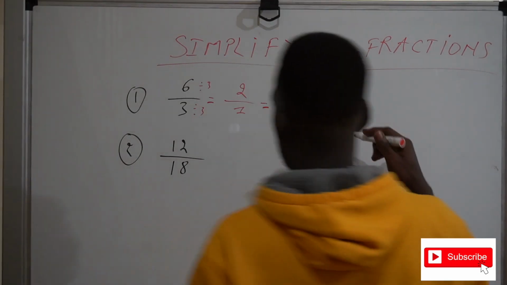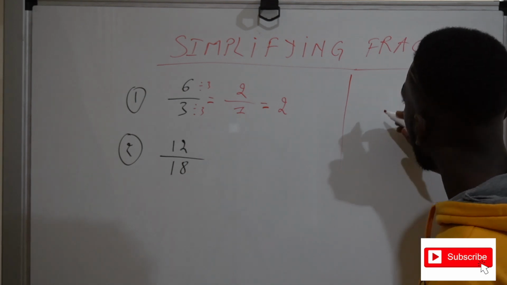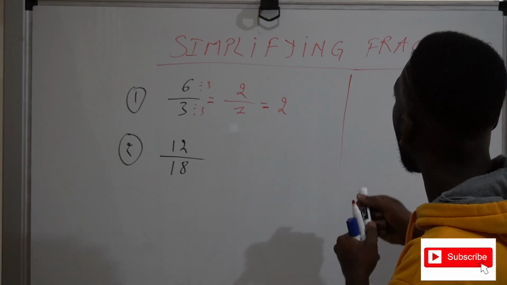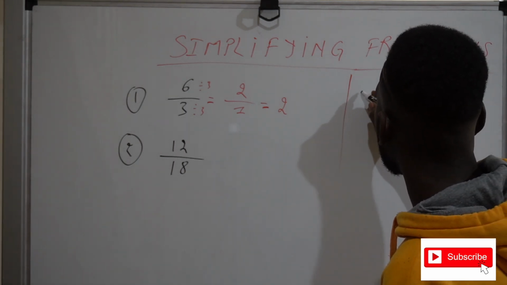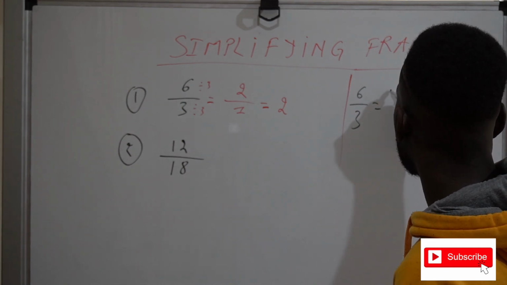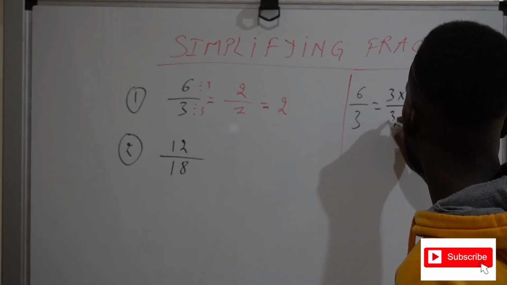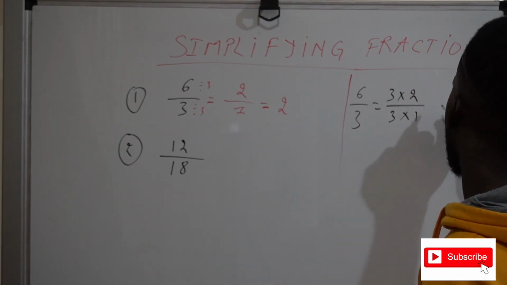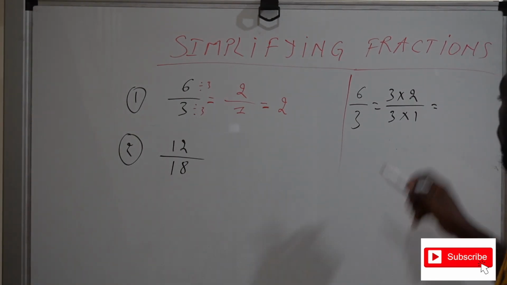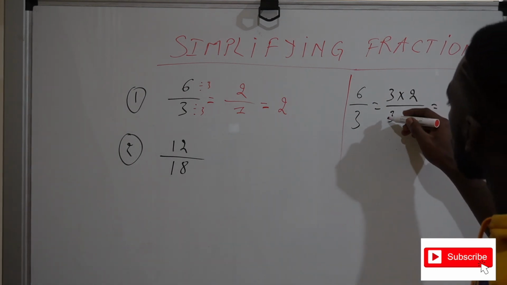However, this is my second method. We'll do the same thing, and I will break this into factors. So we know that 6 over 3 is the same as 3 times 2 over 3 times 1, right? And then here we have seen that we have 3 on both sides, so we could simplify this.